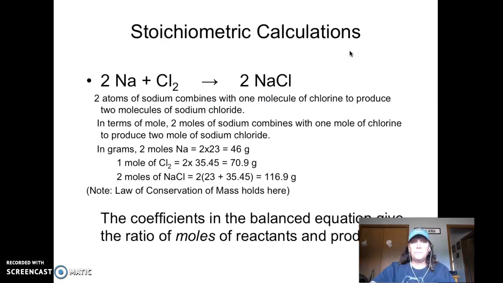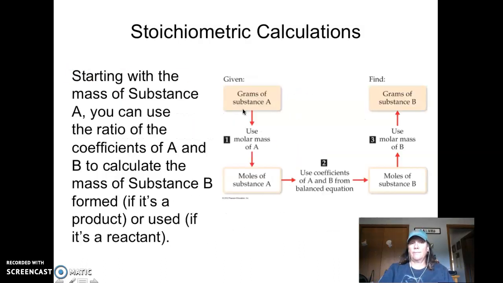Those are the ones that honestly make the most sense to use. Here's an example of a simple reaction, sodium and chlorine, and you end up with sodium chloride. In here, I know that I have 2 moles of sodium for every 2 moles of sodium chloride. I have 2 moles of sodium for every 1 mole of chlorine. I have 1 mole chlorine for every 2 moles of sodium chloride. So those all come into play when we start doing stoichiometry reactions. It's really important that you have a balanced equation.